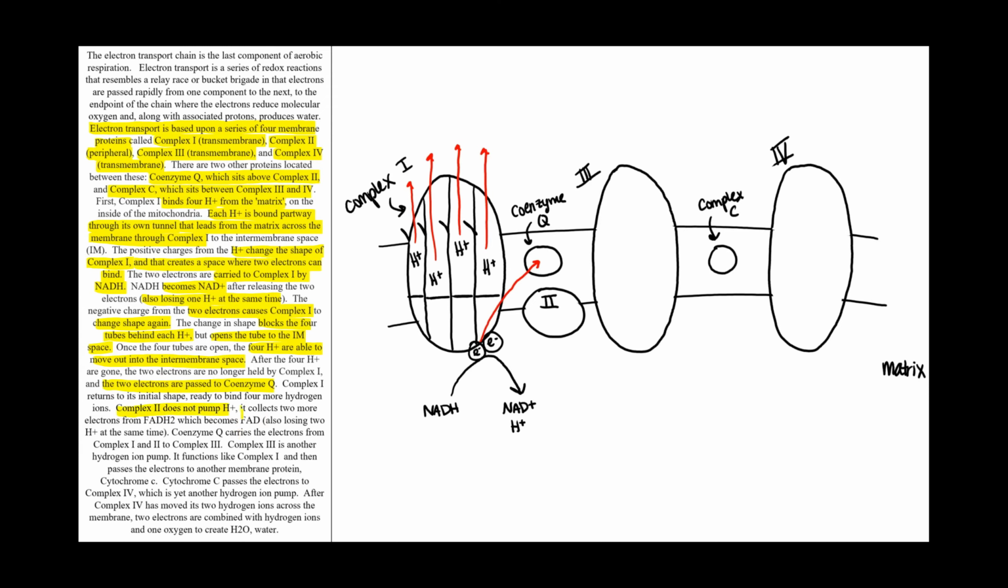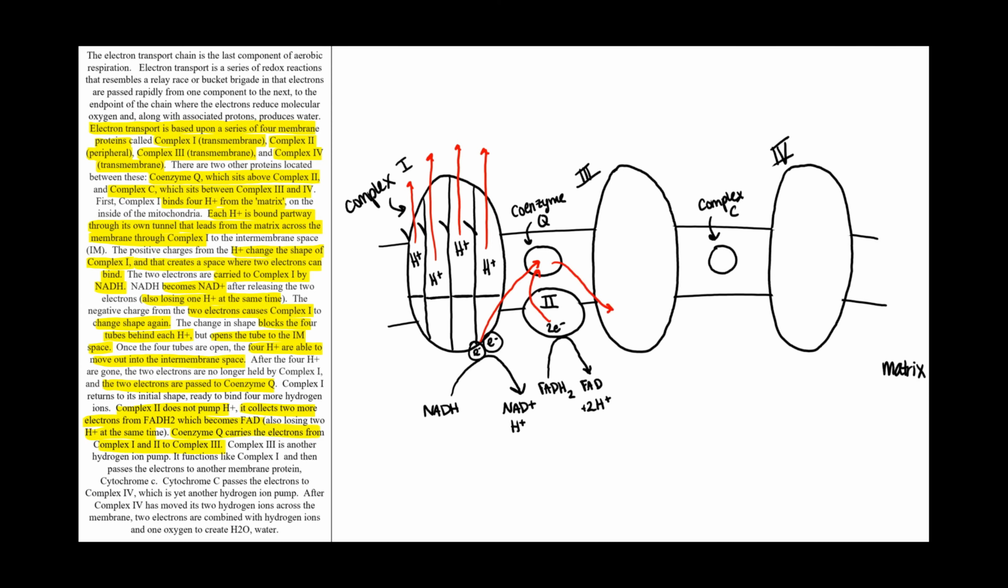The passage then moves on to complex 2, where we learn that 2 more electrons are collected from FADH2, becoming FAD and losing 2 hydrogen ions. We can represent this the same way we did earlier with an arrow. Coenzyme Q then carries electrons from complex 1 and 2, so we can show that with 2 red arrows, and then a final arrow taking those electrons from coenzyme Q to complex 3.